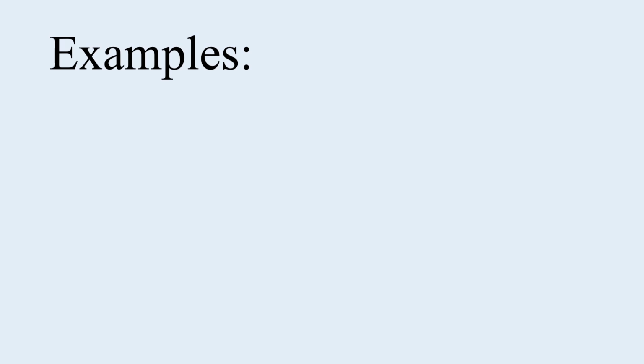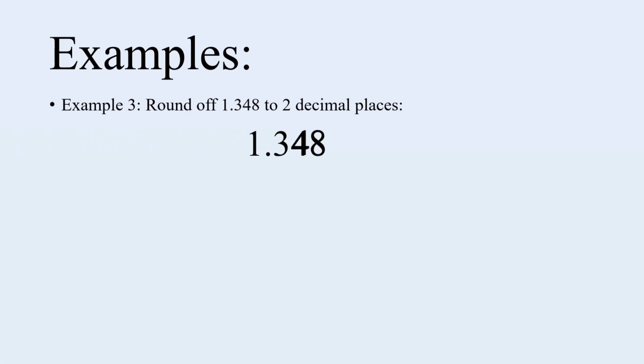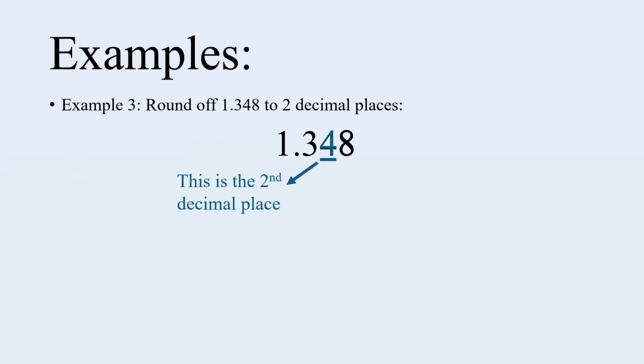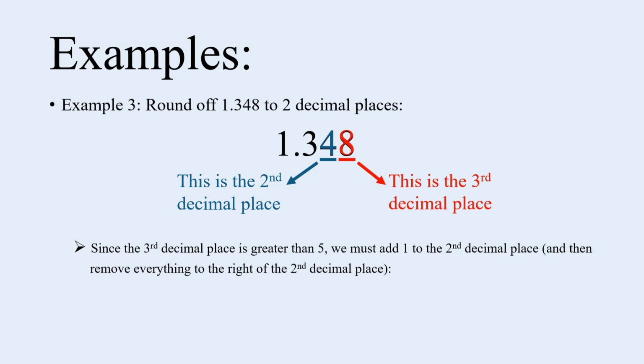For the third example, let's say we want to round off 1.348 to 2 decimal places. So, let's look at the number 1.348 very carefully. You will notice that the second decimal place is 4, which means the digit right next to 4 is 8, which is the third decimal place. Since the third decimal place, which is 8, is greater than 5, this means we must add 1 to the second decimal place and then remove everything to the right of the second decimal place. Therefore, 1.348 rounds off to 1.35.